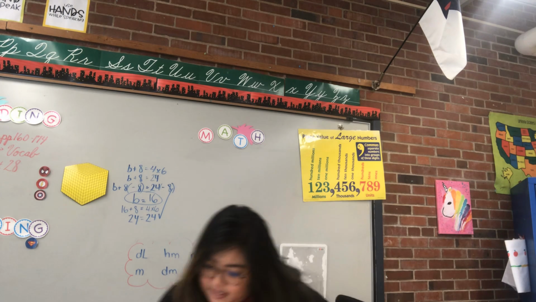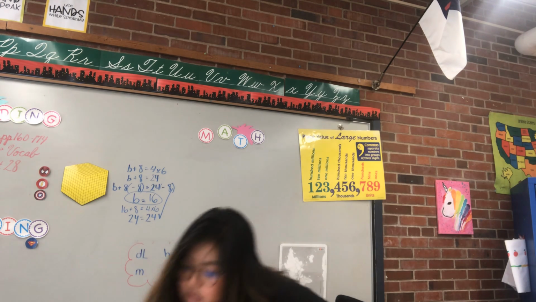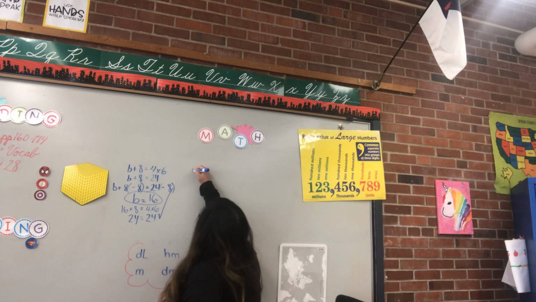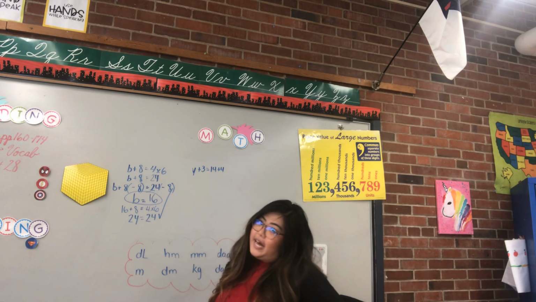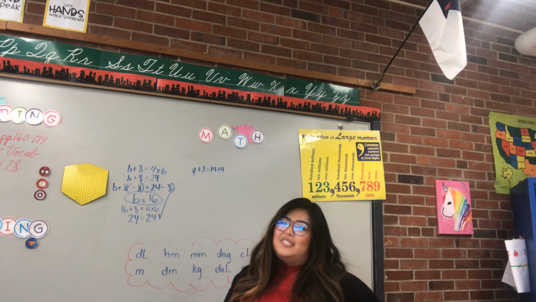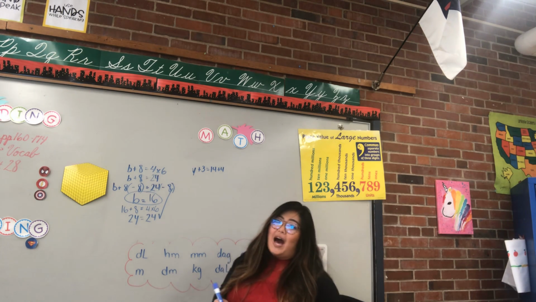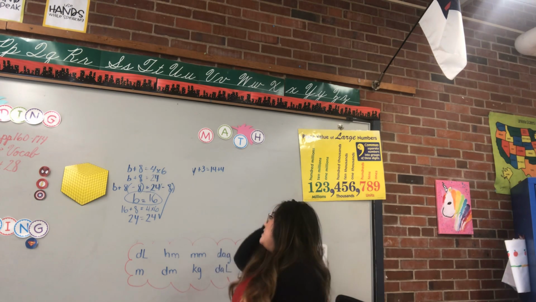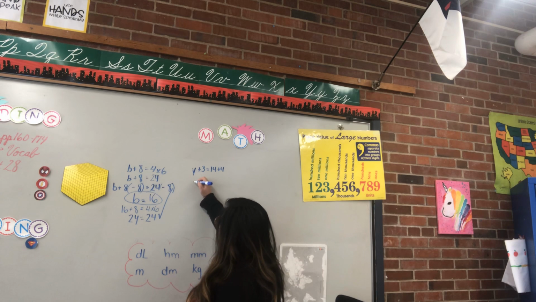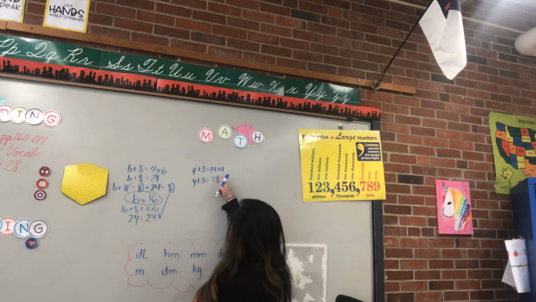Our next one, y plus 3 equals 14 plus 4. First thing we do as super sleuths, we solve. We're looking for y. We're on a hunt for y. The first thing we do is we solve what we know. We don't know y plus 3, but we do know y plus 3 equals 18, because 14 plus 4 equals 18.